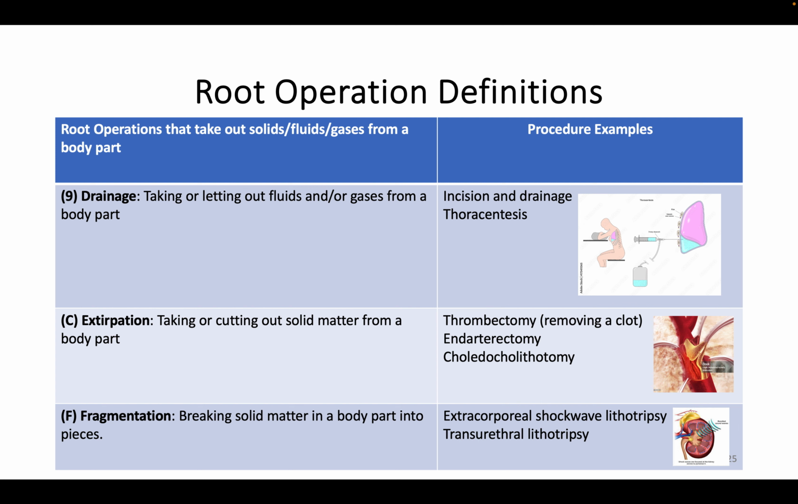Next is C, extirpation, which is taking or cutting out solid matter from a body part. This is your thrombectomy, removing of a blood clot, and that's what the picture is of here. There's a blood clot and they're sucking it out. Extirpation. This is also your endarterectomies. Next is fragmentation, which is noted with an F, breaking solid matter in a body part into pieces. This is your lithotripsies that they do for kidney stones.